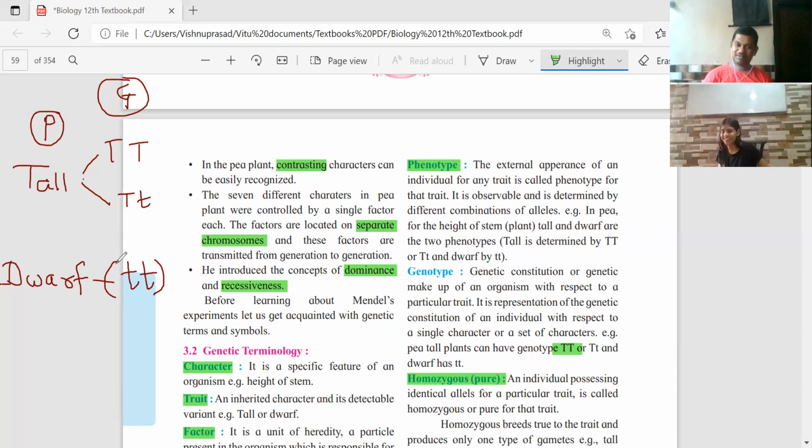Now understood. If the question is like, if the genotype of an organism is capital T, small t, what is the phenotype? Phenotype means you will tell the character. If the genotype is capital T, small t, I am asking you what is the phenotype. So what will you say?